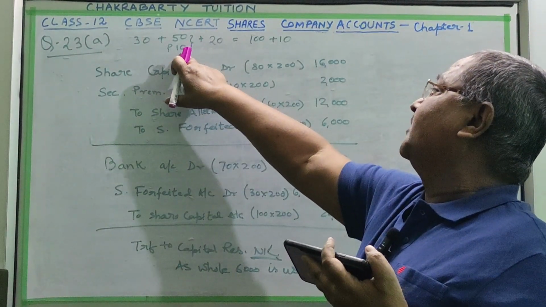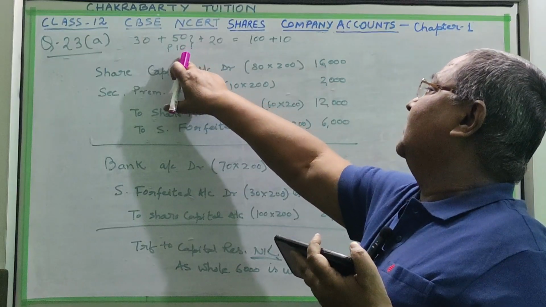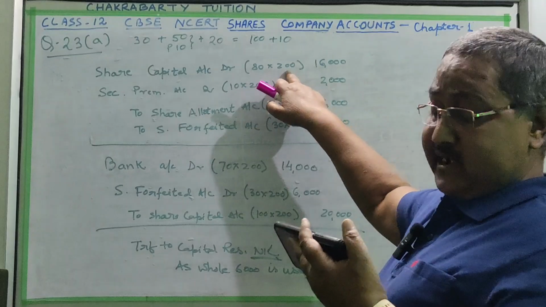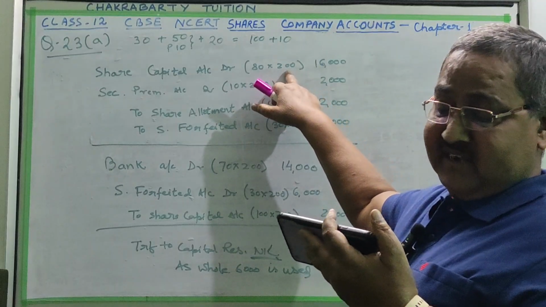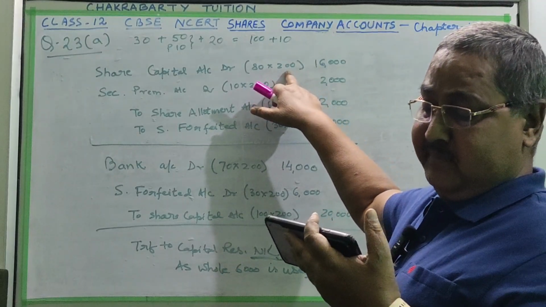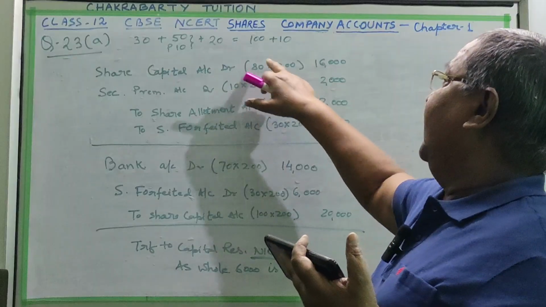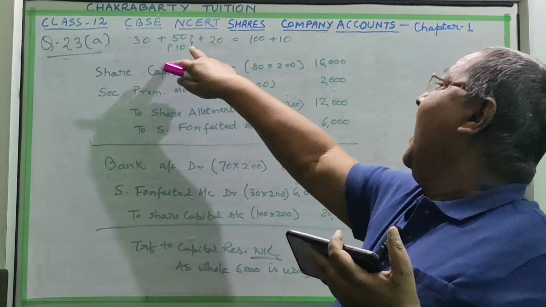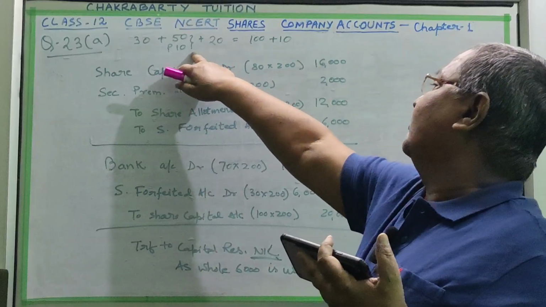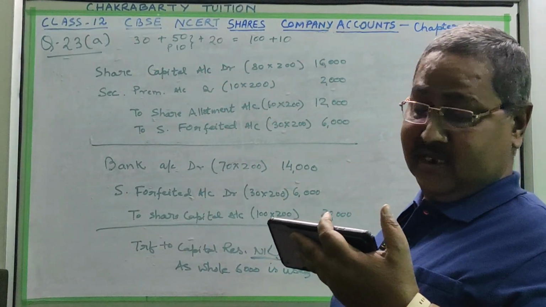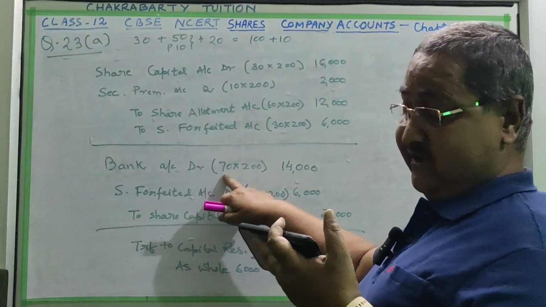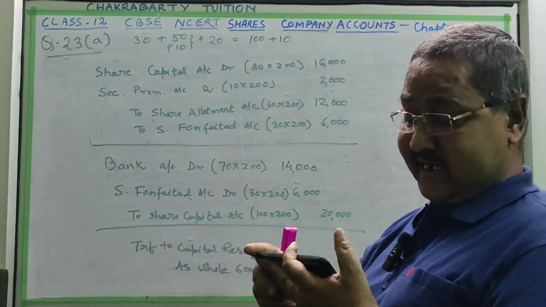Means this 60 rupees was not paid. For this, allotment money was not paid. So they have forfeited 200 shares. The first and final call of rupees 20 per share on these shares was not made. Only they have made application and allotment. So this was not paid. Then the forfeited shares were reissued at the rate of rupees 70. You have to make the journal entries.